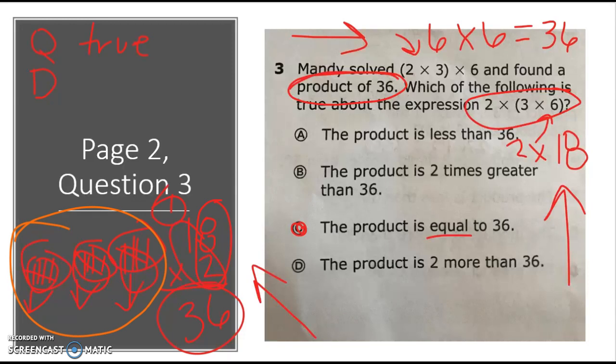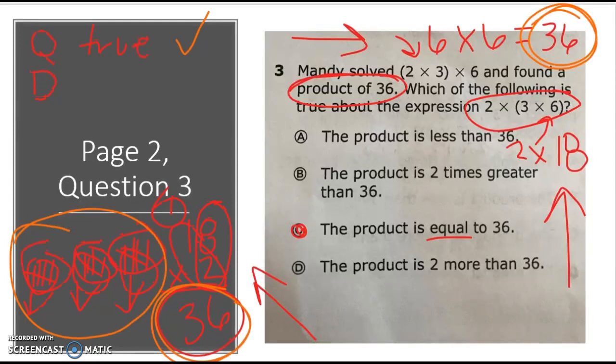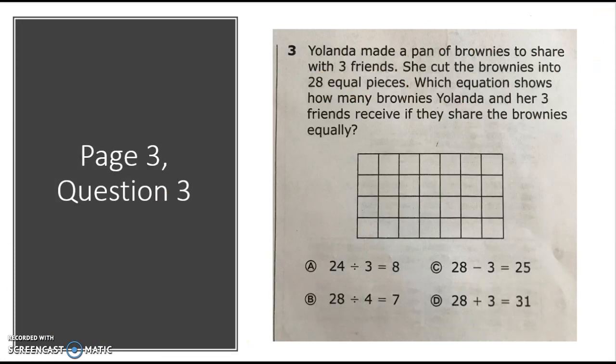I just want to go back through and make sure, is it true? Yes, it's equal because I found it right here and I found it right here that they are equal. That's my proof. I have to prove why things are the way they are in math. So we're going to go to our final question.